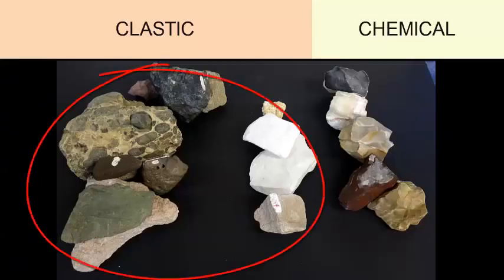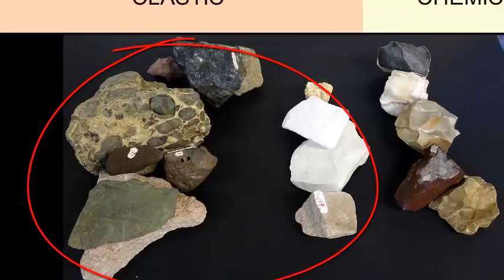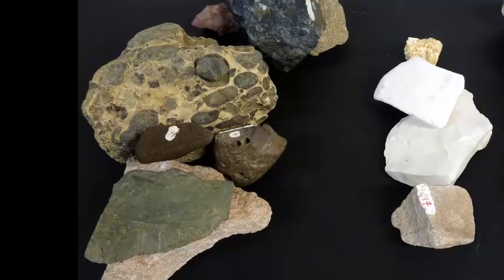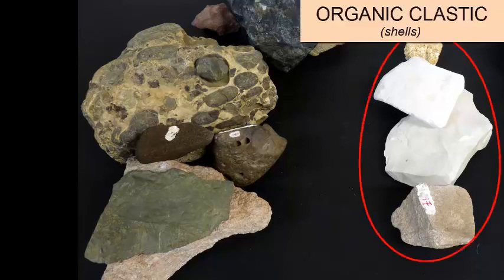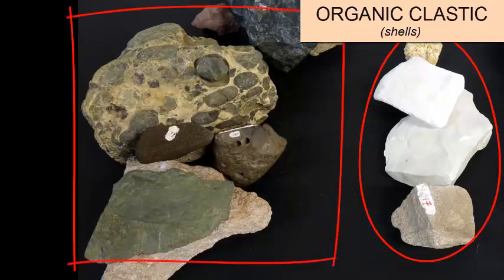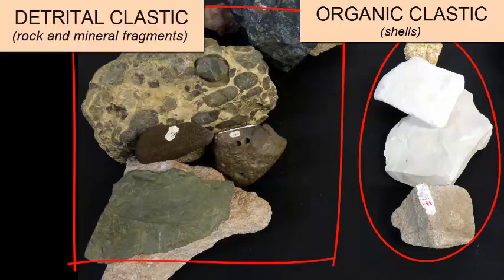Now let's look more closely at the clastic texture rocks. We can separate these into two piles based on the clast composition. If the clasts are mostly shells, it's organic clastic, and typically that gives the rock a white or light-colored hue. If the clasts are mostly rock and mineral fragments, that means it's detrital, and the color of the rock comes from the color of the minerals or rock clasts.